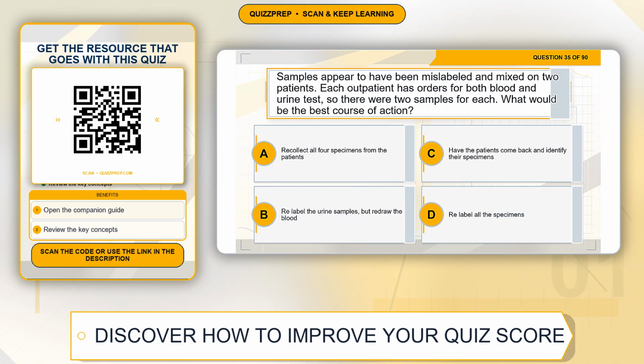Question 35. Samples appear to have been mislabeled and mixed on 2 patients. Each outpatient has orders for both blood and urine tests, so there were 2 samples for each. What would be the best course of action?